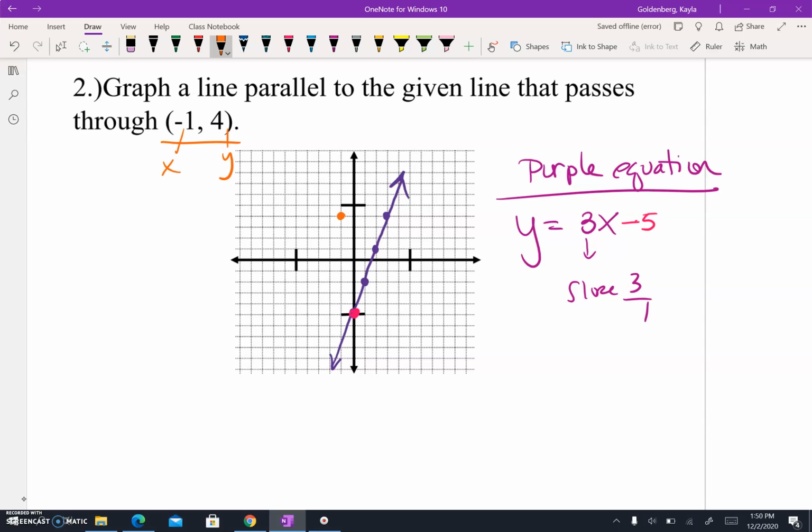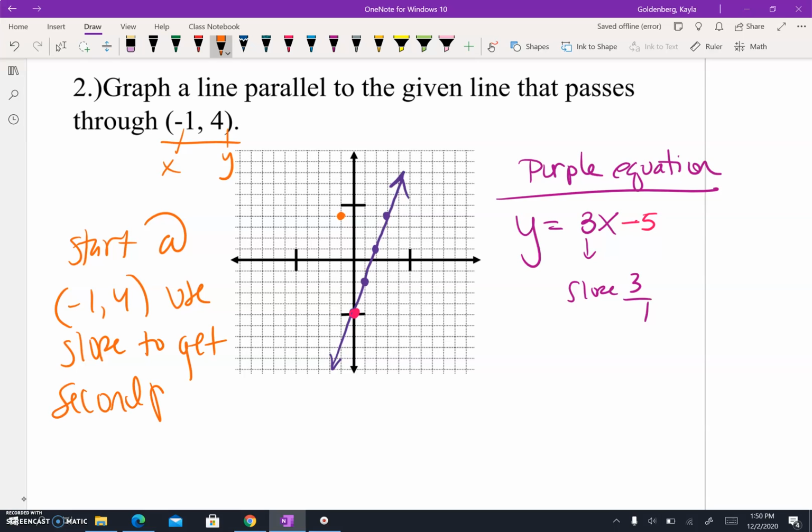So if I have a point, all I need to do, they only asked me to graph. They did not ask me for an equation or anything. I just need to start at -1, 4, and I need to use the slope to get a second point. And this is actually really nice. It's a little bit harder to get the equation. I want to have the slope of 3, right? They need to have the same slope to be parallel. So I'm just going to go up 3, so 1, 2, 3, over 1, and that's my second point. And all they asked me to do is graph it. I only need 2 points to graph a line.